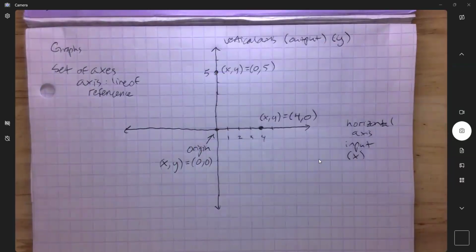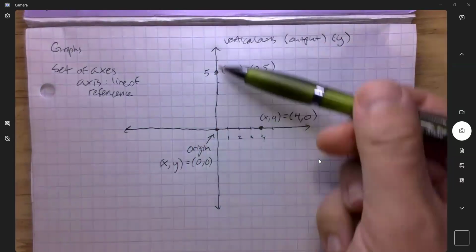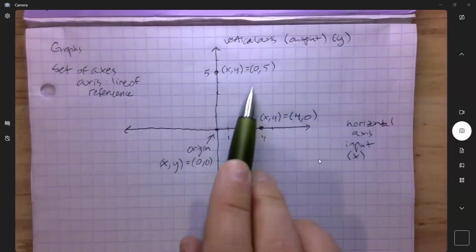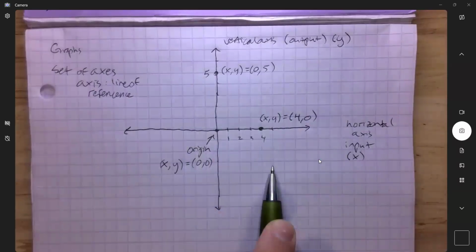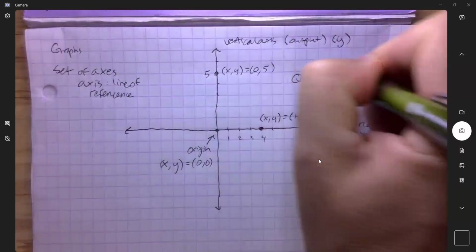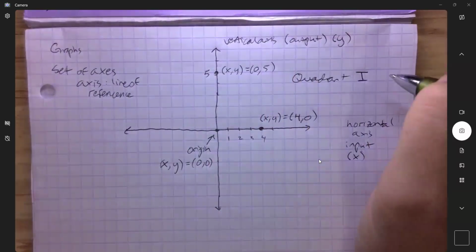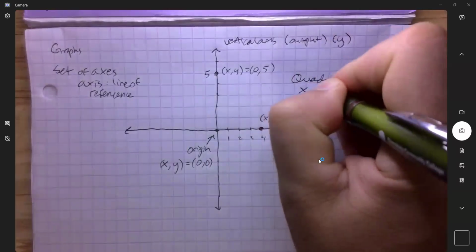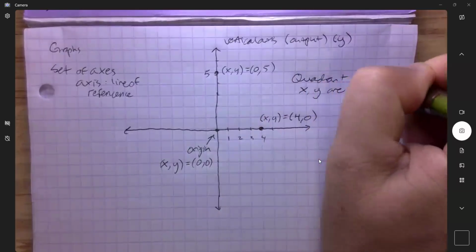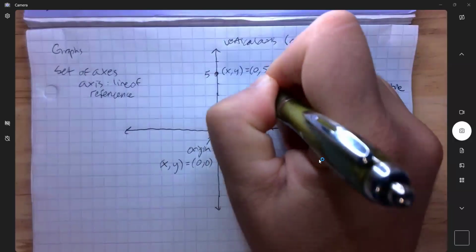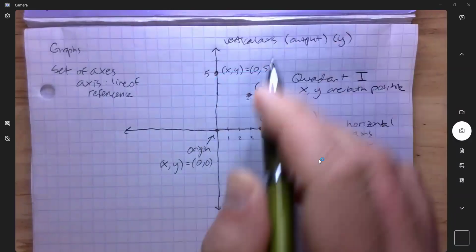The more I draw, the more cluttered it's going to get, so feel free to reverse the video to check again. Horizontal axis, vertical axis, the place where they meet is called the origin. When we have these two axes, we end up with 4 parts of our coordinate plane, and each of these parts has a different name. This part is quadrant 1, using the Roman numeral I. In quadrant 1, x and y are both positive. This point right here has x equal to 4 and y equal to 3, and those are both positive.